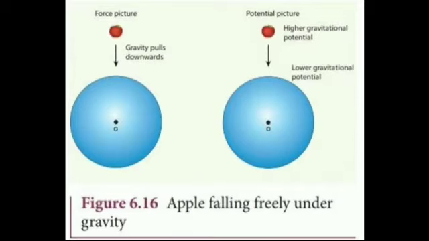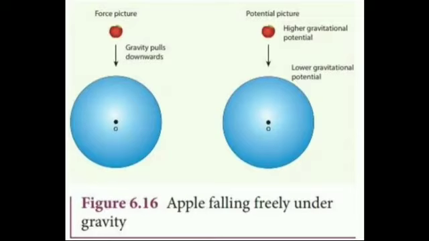Gravitational field and gravitational force are vector quantities, whereas the gravitational potential and gravitational potential energy are scalar quantities. The motion of particles can be more easily analyzed using scalar quantities than vector quantities. Consider the example of a falling apple. An apple falls on Earth due to its gravitational force.